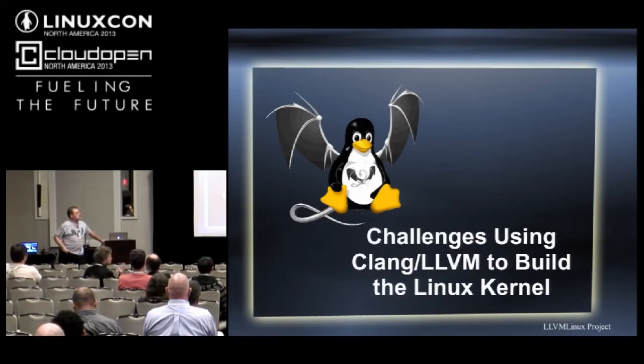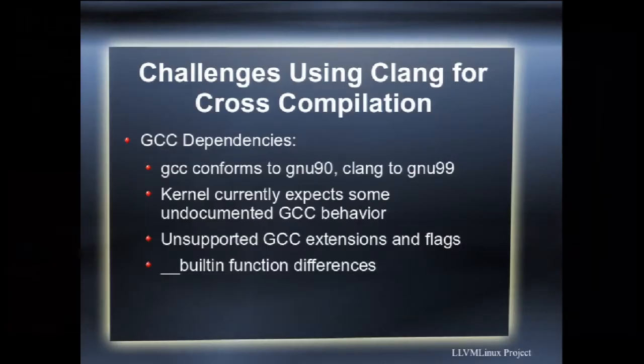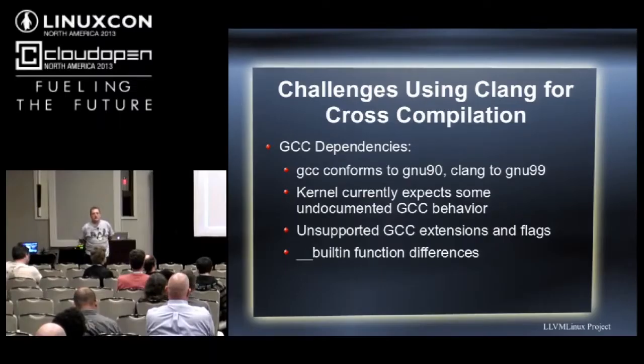Okay, so we're on to the challenges of actually building the kernel itself. The first thing is, unfortunately, different compilers have different standards that they support. Now GCC supports all the different standards to varying levels, but it defaults to GNU 90. It used to actually default to GNU 89, which is a real standard. Well, it's C89 with a bunch of extra magic, okay?